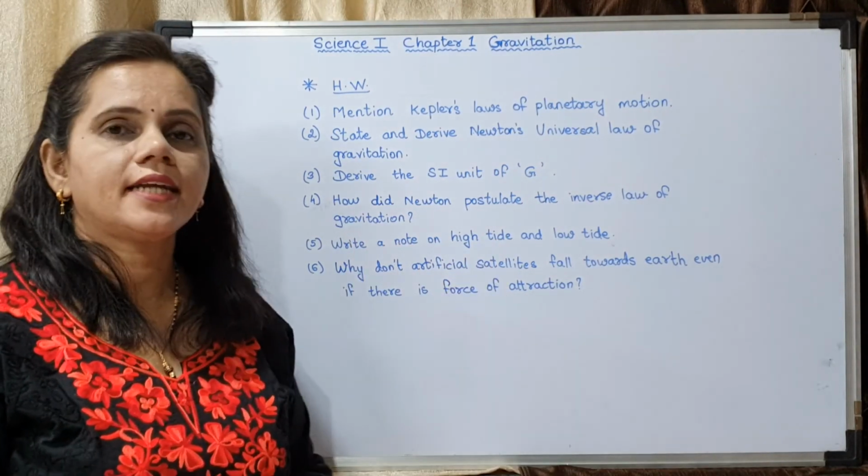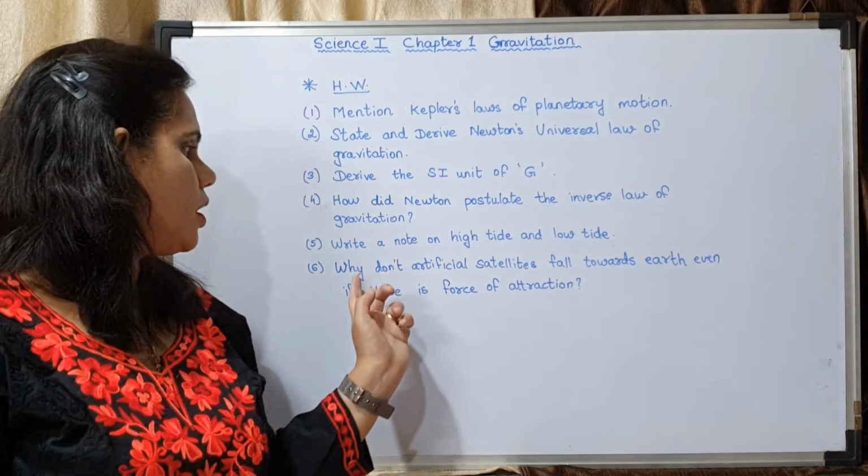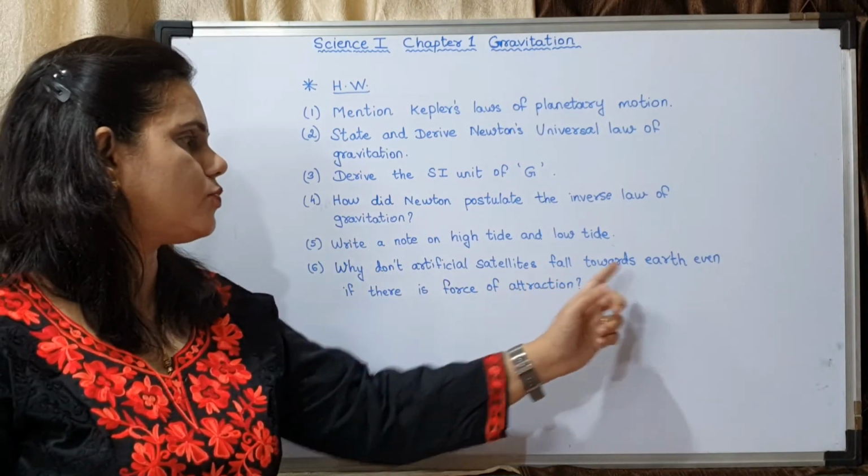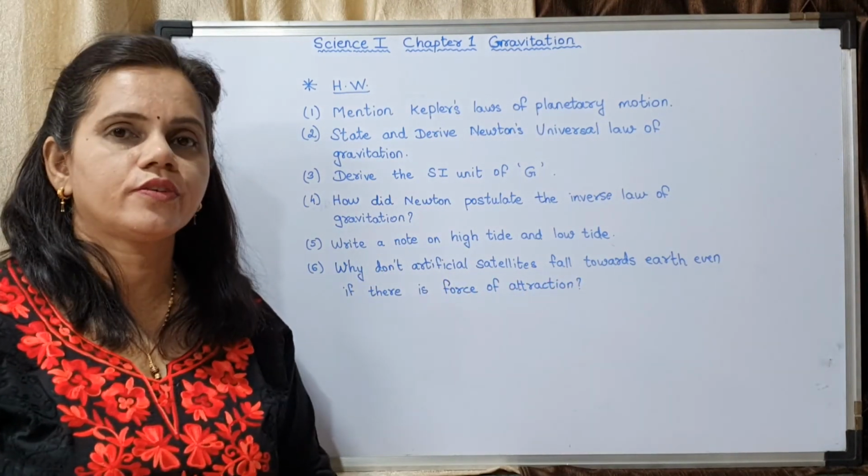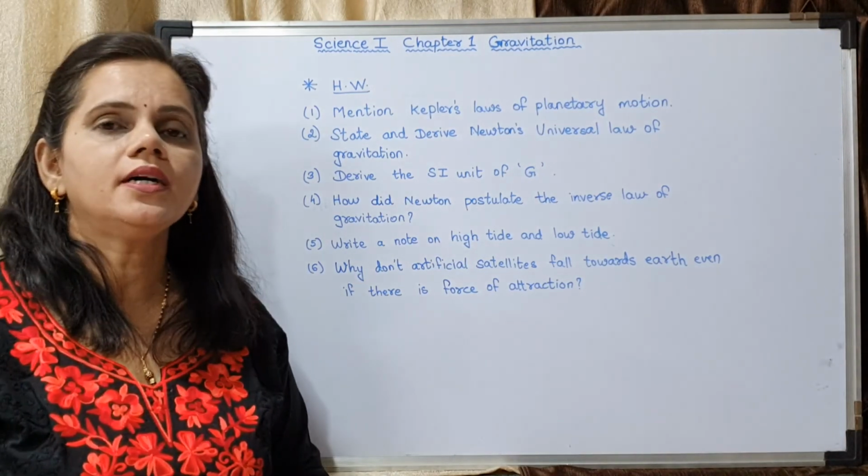Write a note on high tide and low tide. It is from the textbook. Why don't artificial satellites fall towards the earth if there is a force of attraction? It is on page number 7.